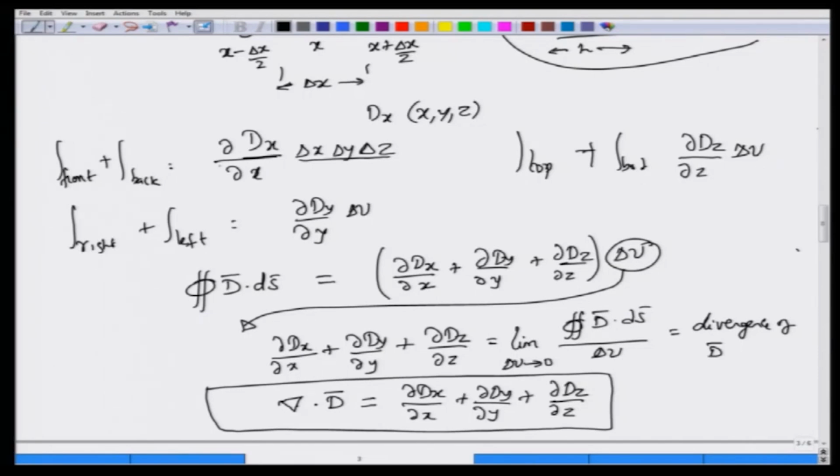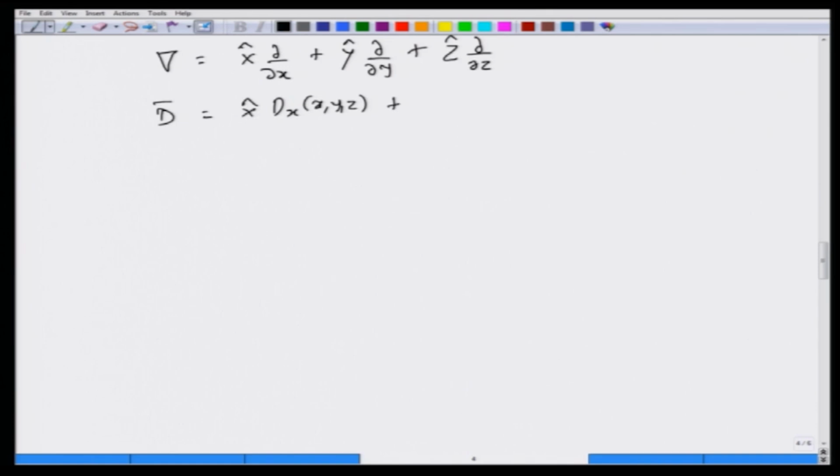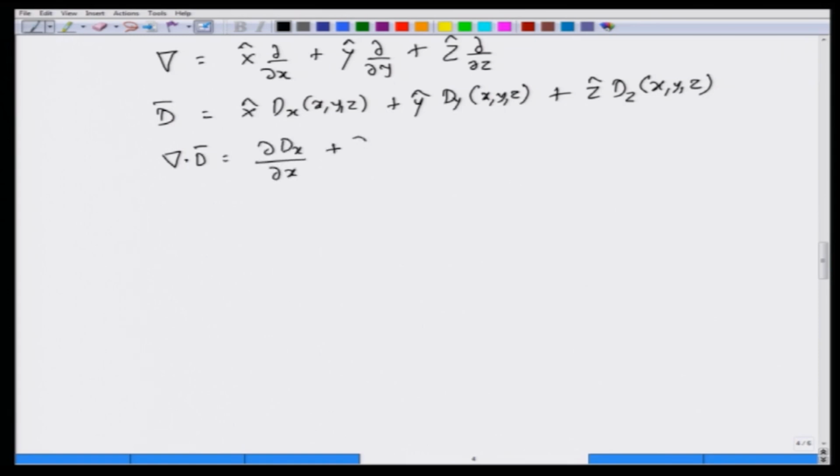If you are not seeing why this has to be, you need to recall what that gradient operator del represented. Del was x hat del by del x plus y hat del by del y plus z hat del by del z. This was an operator which we saw in gradient time as well, when we were looking at electric field as a gradient of potential. Now D is another vector given by the components Dx, which can be a function of x, y and z. The Dy component can also be a function of x, y and z, as well as the Dz component. So, if you now take the dot product of these two, you can see that since x hat dot x hat is equal to 1 and x hat dot y hat and x hat dot z hat are equal to 0, this expression simply reduces to the expression that we have written earlier.